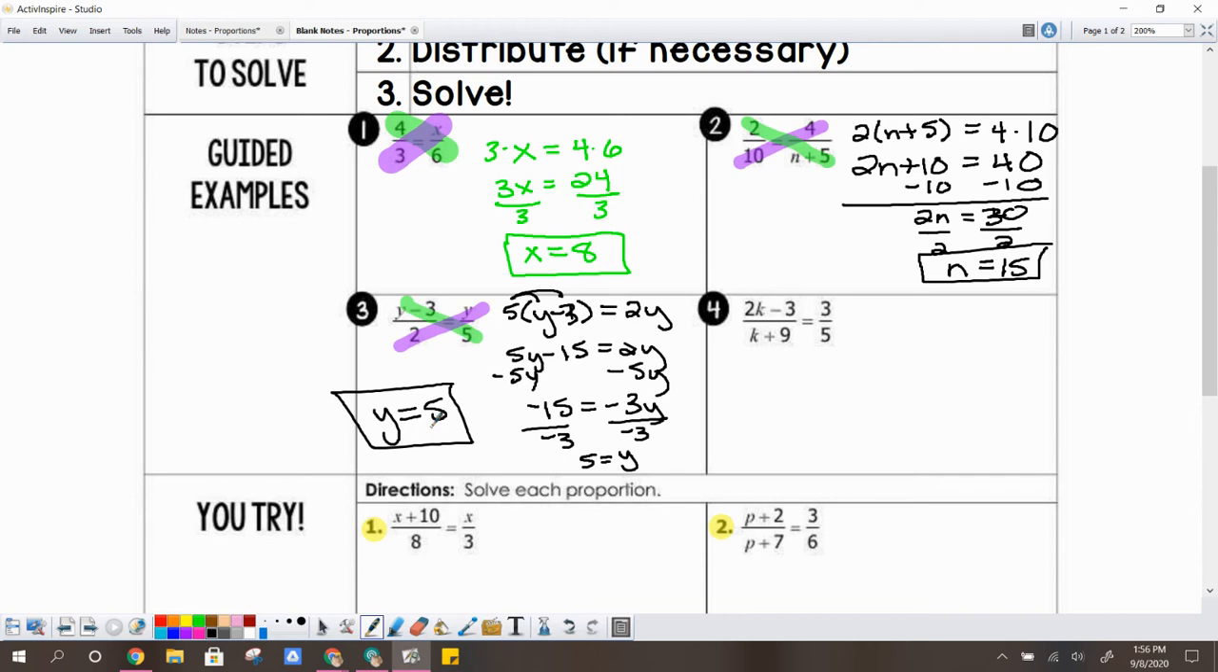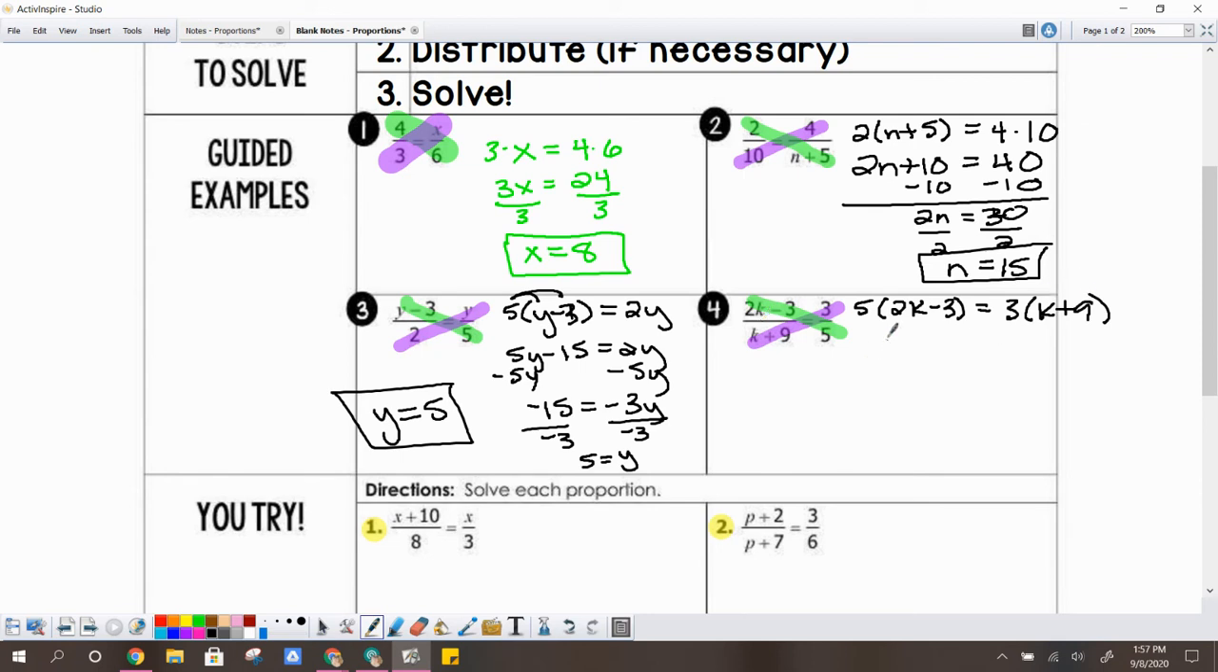Number 4, we have one that has the variable on both parts of the same fraction. And it's the same process as number 3, sorry. So we're going to go ahead and first just cross multiply, step 1. And I am going to put my green one first. So 5 times (2k minus 3) equals 3 times (k plus 9). So just make sure you're keeping your expressions in the parentheses, and then you shouldn't have any issues.